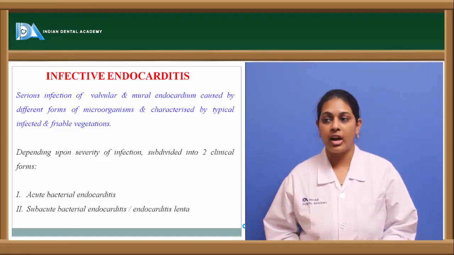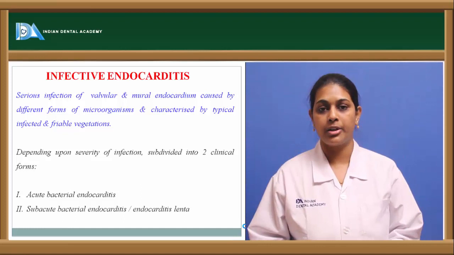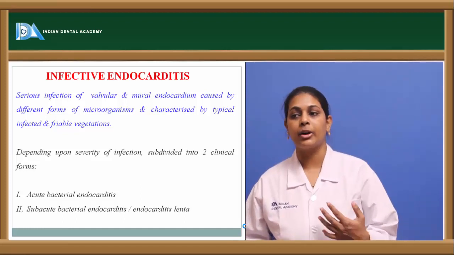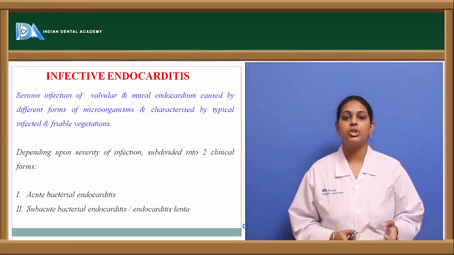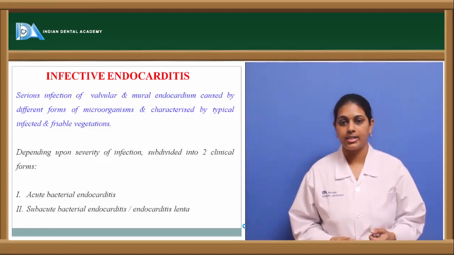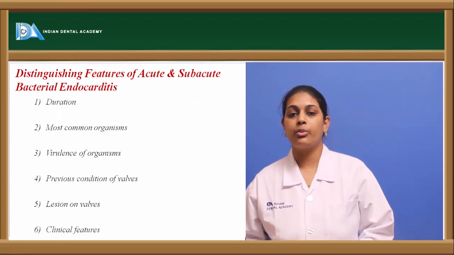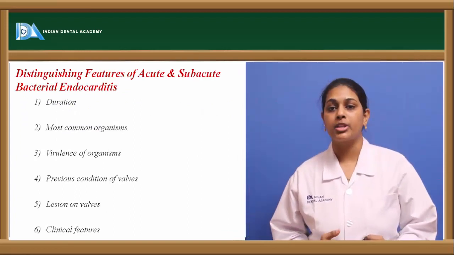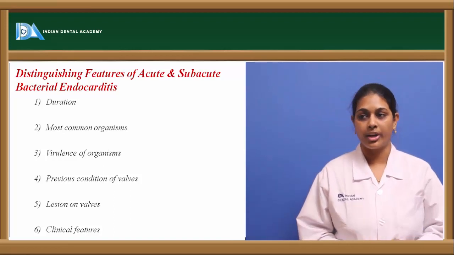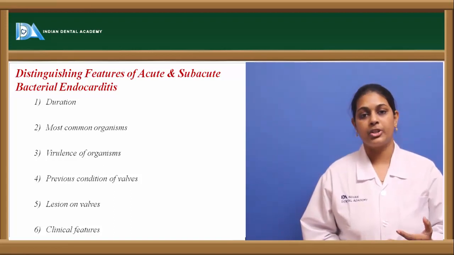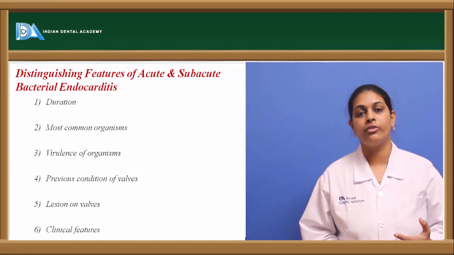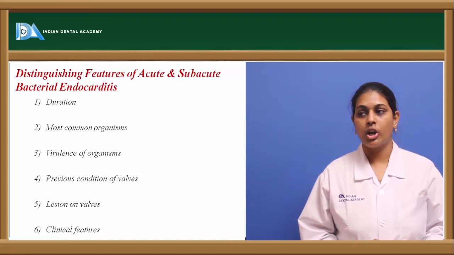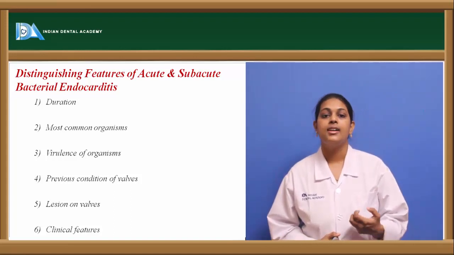Based on the severity of the infection, it is divided into acute bacterial endocarditis as well as subacute bacterial endocarditis, which is also known as endocarditis lenta. The features distinguishing acute and subacute bacterial endocarditis are based on duration. If it is for a duration of less than 6 weeks, then it is known as acute. If it is for a duration of more than 6 weeks, then it is known as subacute.